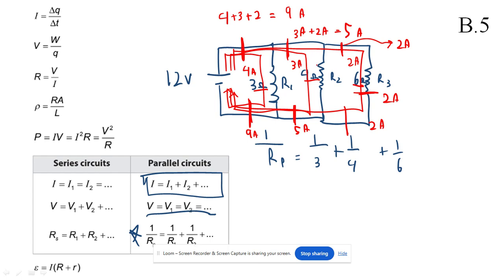If somebody puts an ammeter right here, it's only going to read that 4 amps. If I put an ammeter right here, it's only going to read this 3 amps that's coming down here. If I put an ammeter right here, it's going to read the 2 amps. Okay. So that's what this is saying.